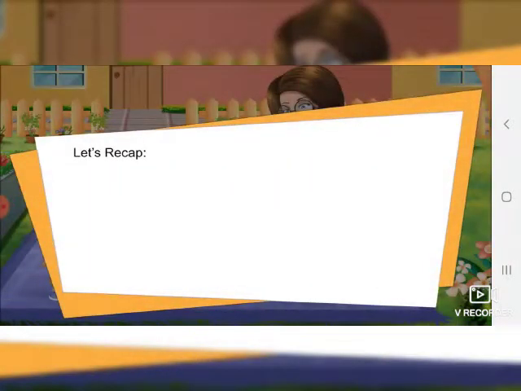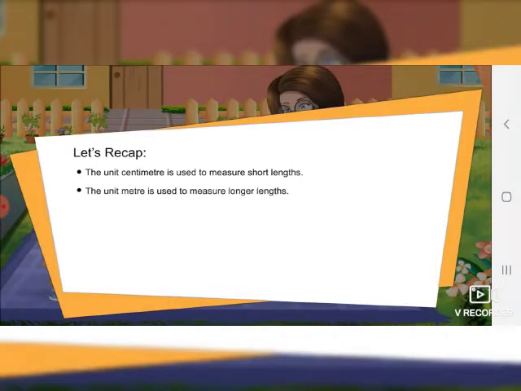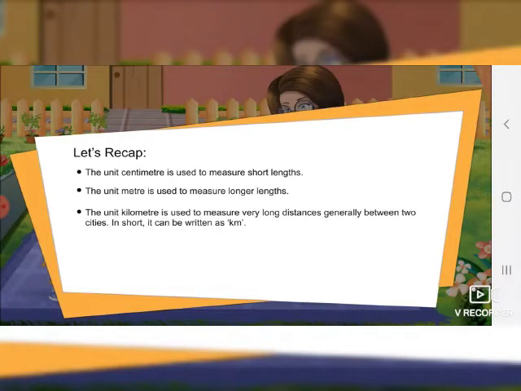Let's recap. The unit centimeter is used to measure short lengths. The unit meter is used to measure longer lengths. The unit kilometer is used to measure very long distances, generally between two cities. In short, it can be written as km.